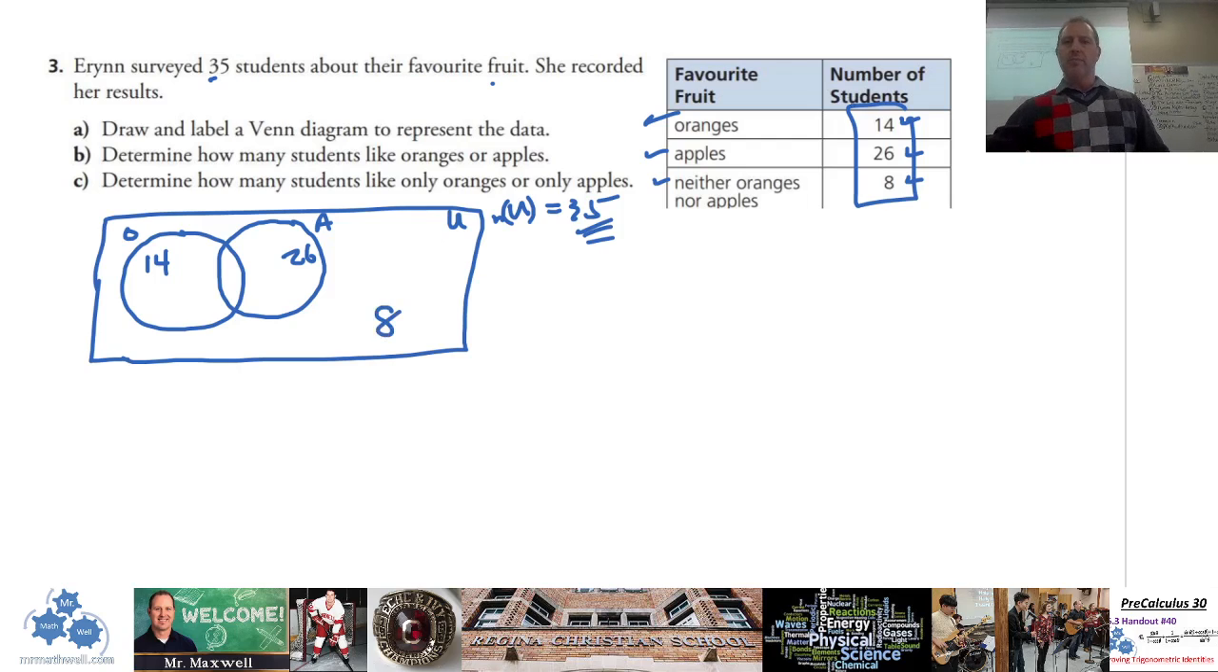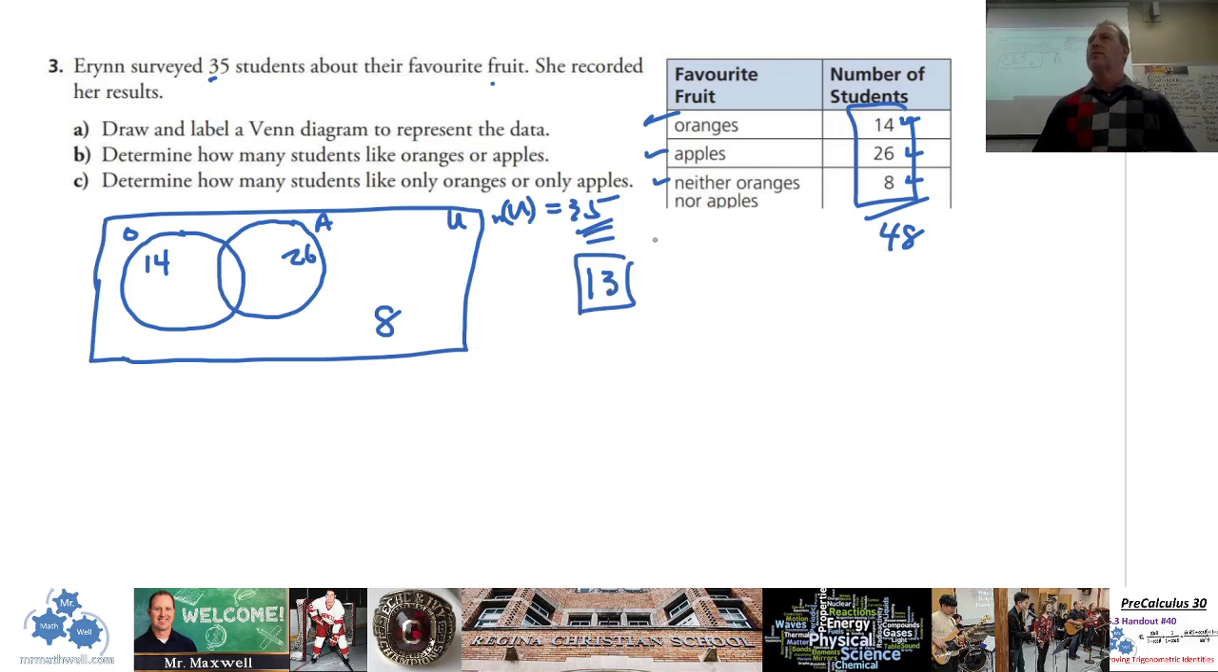So if we add these up, what do we have? That's 48, it looks like. Does that look right? 20, 30, 48. So 48 minus 35 is 13 people. Now, what does 13 mean? 13 means that we've counted 13 people twice, right? We've counted them once in the 35, but then we've counted them again by saying that, hey, this person likes oranges and then this person likes apples. So there's going to be 13 that go right here.